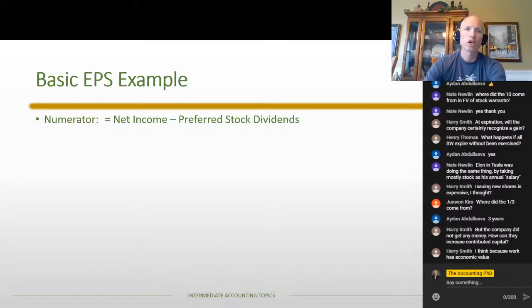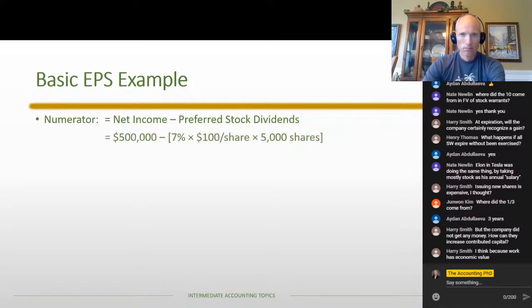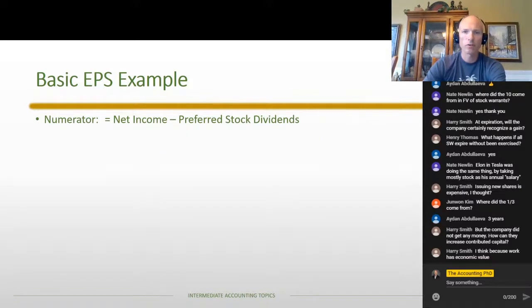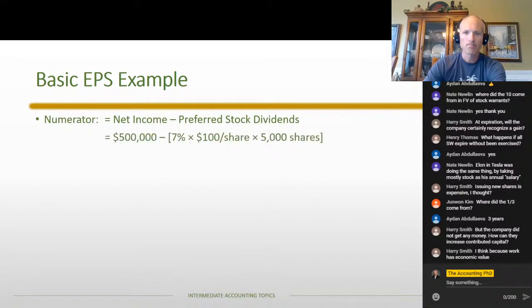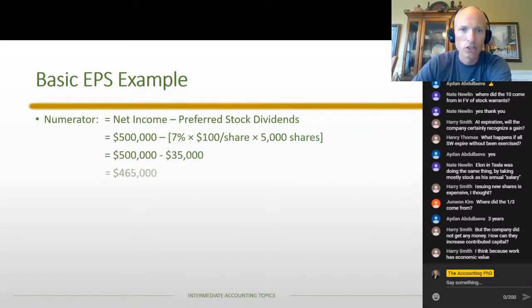All right, so the numerator, if we're talking about income available to common shareholders, is net income minus any preferred stock dividends. It does not matter whether the preferred stock dividends have been declared, because the preferred shareholders have a right to those dividends before common shareholders have any right to income. So we take the net income that's been reported, $500,000, and we subtract the preferred stock dividend. The preferred stock is 7% preferred stock, which is the dividend rate, and we apply that to the par value of $100 per share. So 7% of $100 is $7 per share, times 5,000 shares is $35,000. And so the net numerator is $465,000. That's the numerator of our basic earnings per share calculation.